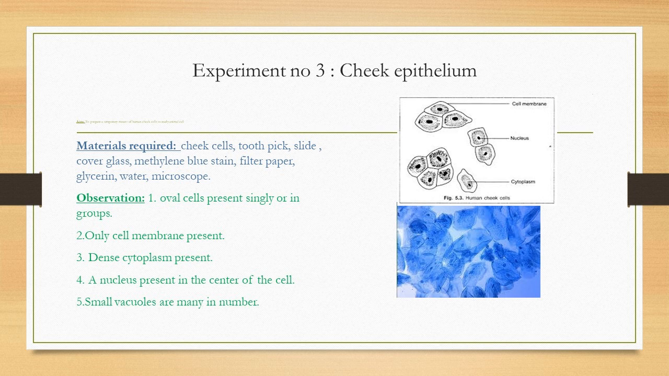The cells are different from the onion peel cells. They are oval type cells with a dense cytoplasm and a centrally placed nucleus. Only the cell membrane is present, no cell wall is present. The nucleus is present at the center and small vacuoles are present, which are many in number.